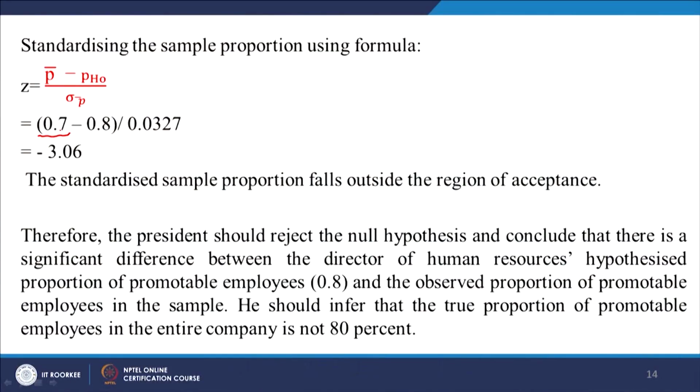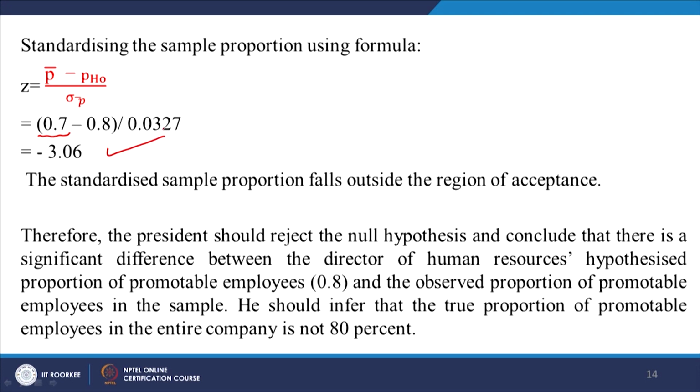Now, let us calculate the Z value from this. To do that, we will use the sample proportion, which is 0.7, minus the population proportion, the hypothesized proportion, which is 0.8, divided by the standard error. So, this gives us a value of minus 3.06.